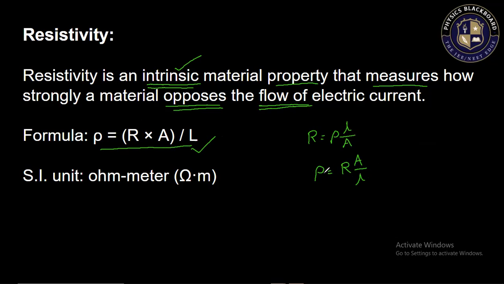And when it comes to the units, you know that the unit of resistance is taken as ohm, whereas the unit of area is meter square and the unit of length is meter. So that meter and square get cancelled. Finally, what you get is ohm-meter. So the SI unit of resistivity is ohm-meter. Here you can see the representation of the unit. Done? Yes.